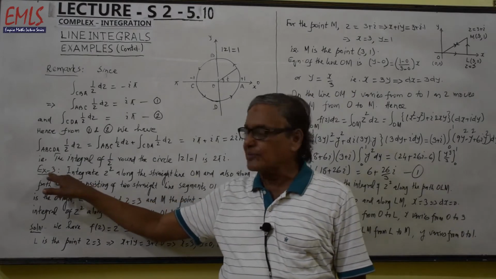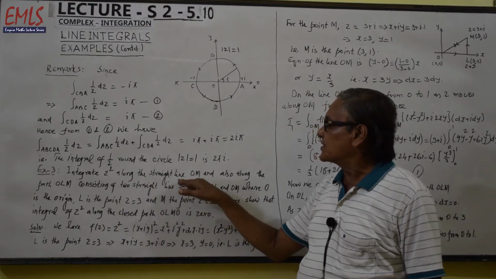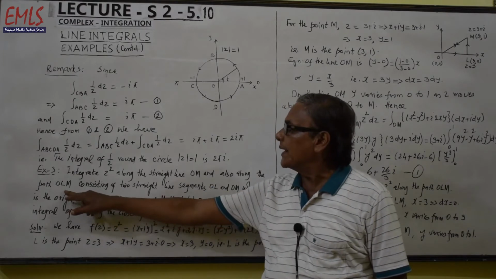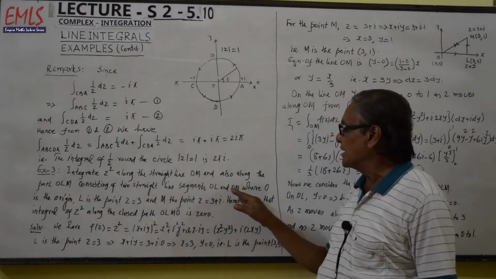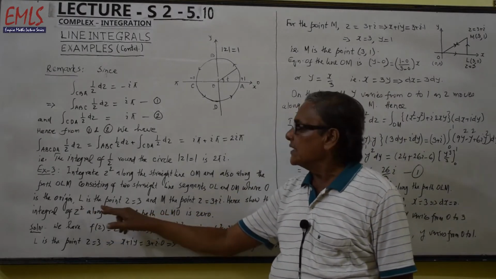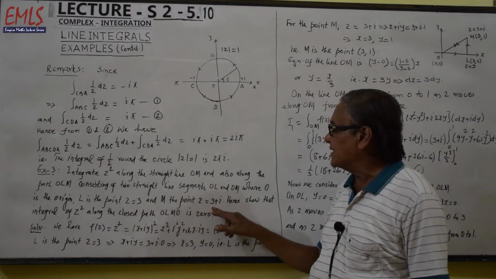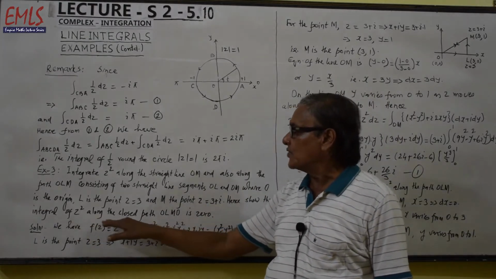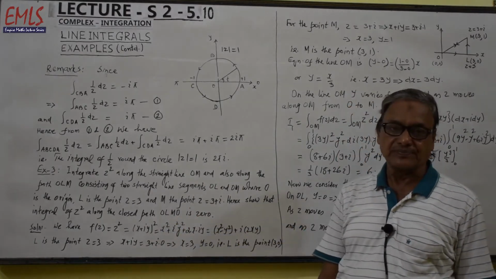Now the next example, example number 3. The question is: integrate z square along the straight line OM and also along the path OLM, consisting of two straight line segments OL and OM, where O is the origin, L is the point z equal to 3, and M is the point z equal to 3 plus i. Hence, show that the integral of z square along the closed path OLMO is 0.